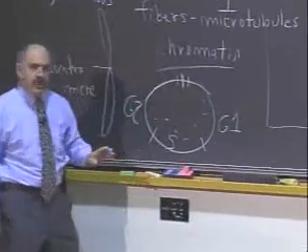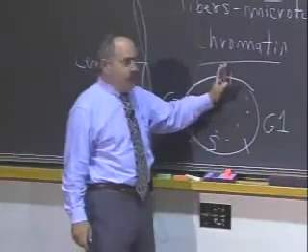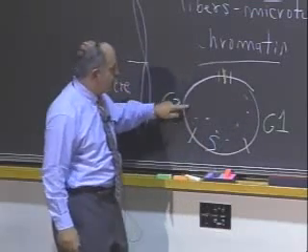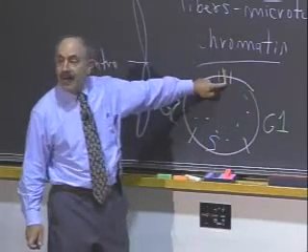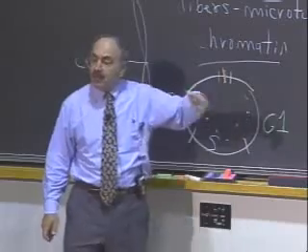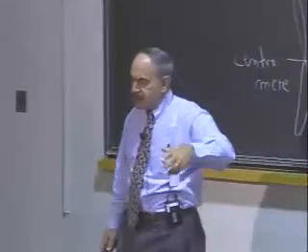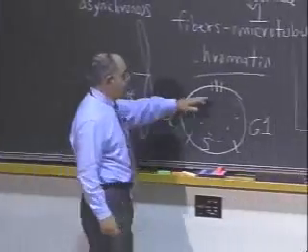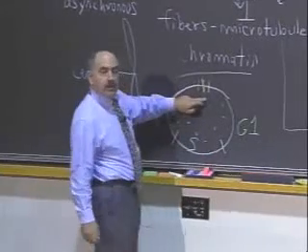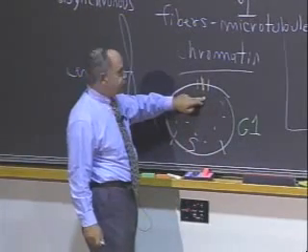We put in colcemid, and what's gradually going to happen is that cells are moving around the cell cycle, and when they get to here, they'll start piling up. In principle, if all the cells are scattered around the cell cycle at the moment you put in the colcemid, and it takes them 24 hours to get all the way around the cell cycle, then after a day's worth of colcemid treatment, all the cells should have piled up right here.